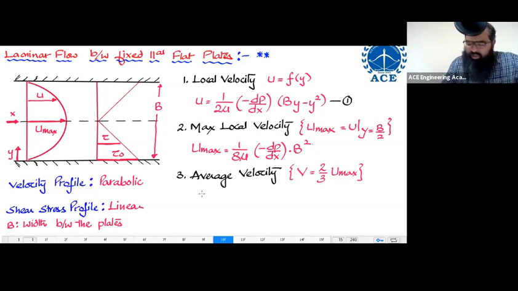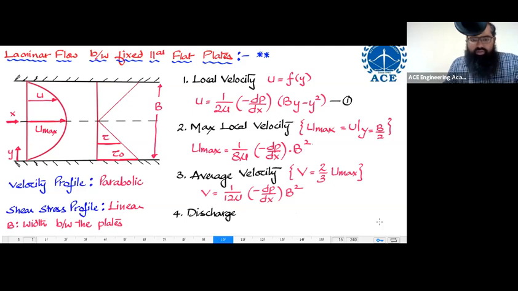If you put this value, the value of v becomes equal to 1 by 12 mu times minus dp upon dx multiplied by b square. Finally, in this particular slide, I'm going to talk about discharge.